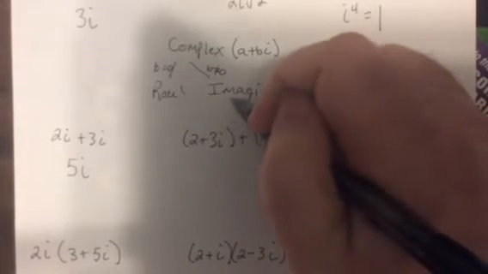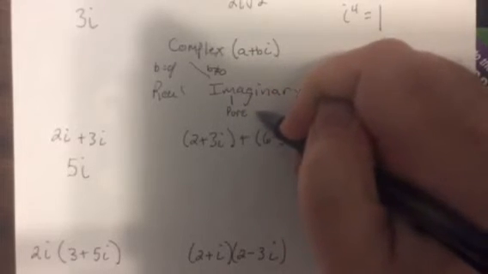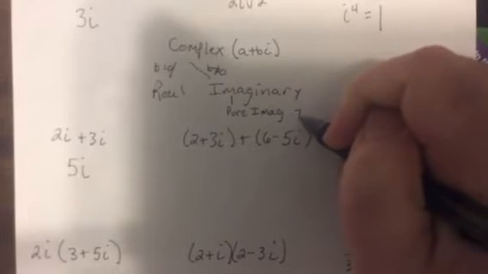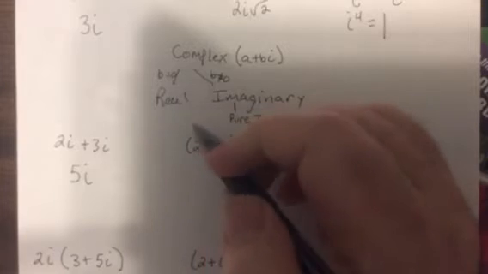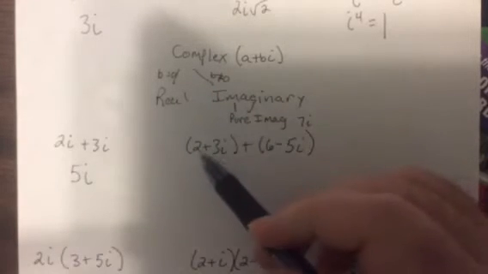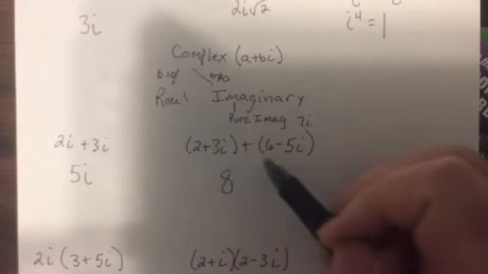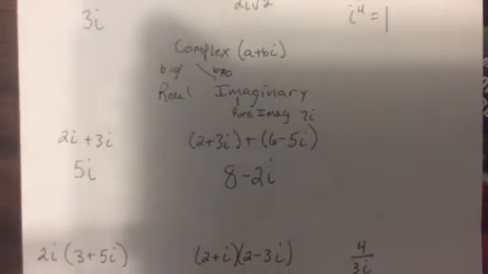By the way, under imaginary, they have something called pure imaginary. That's when you just have a number times i. So 7i or 4i. Real has rational and irrational, but we've talked about that before. So 2 plus 6 is 8. 3i minus 5i is -2i.